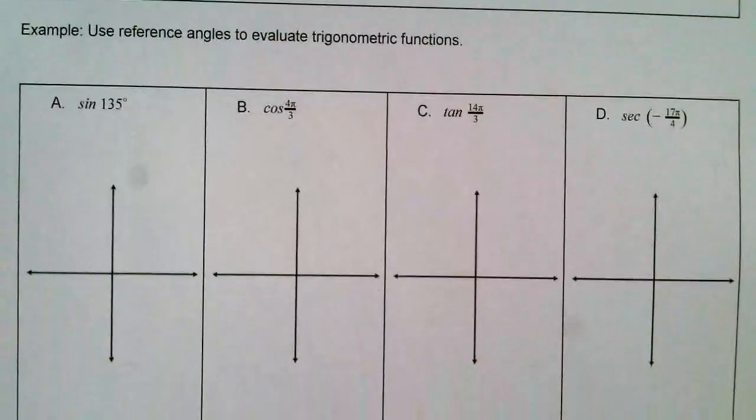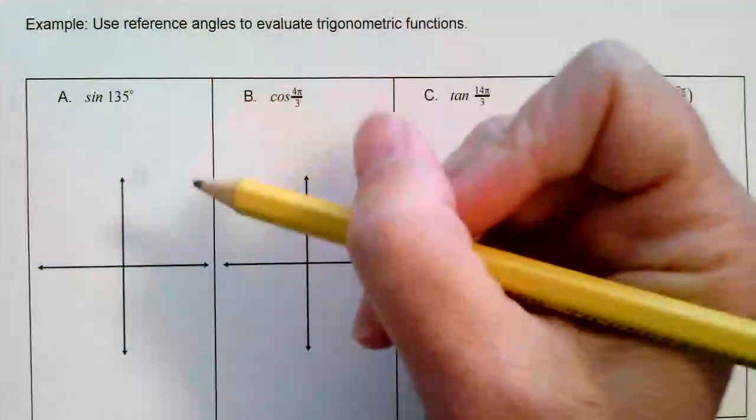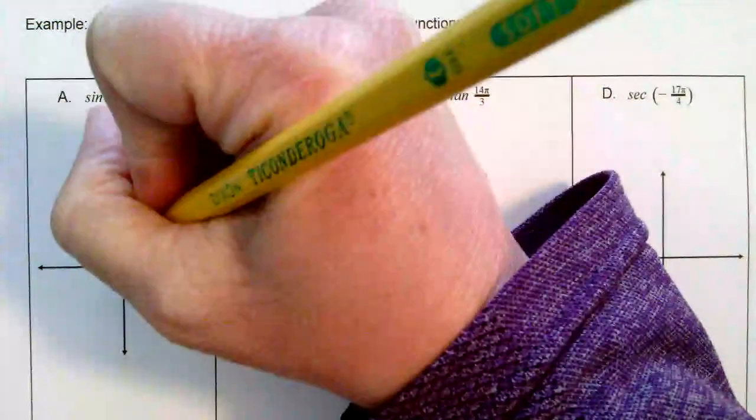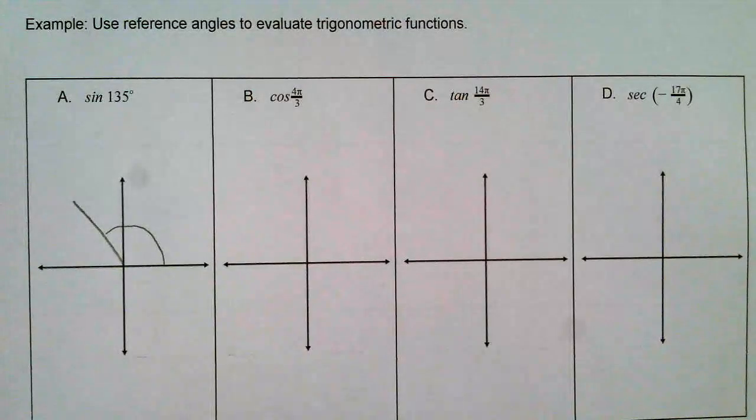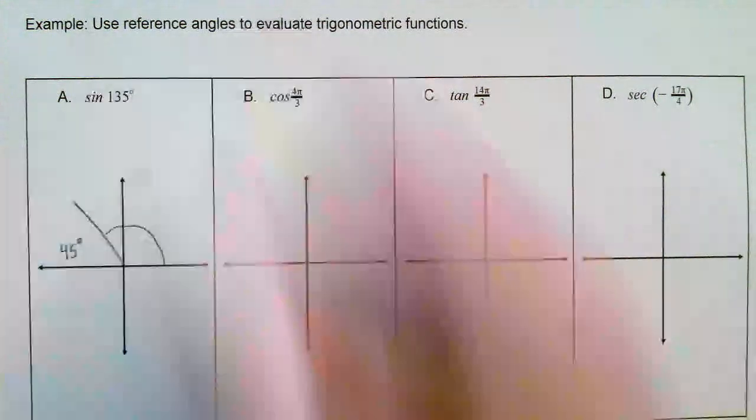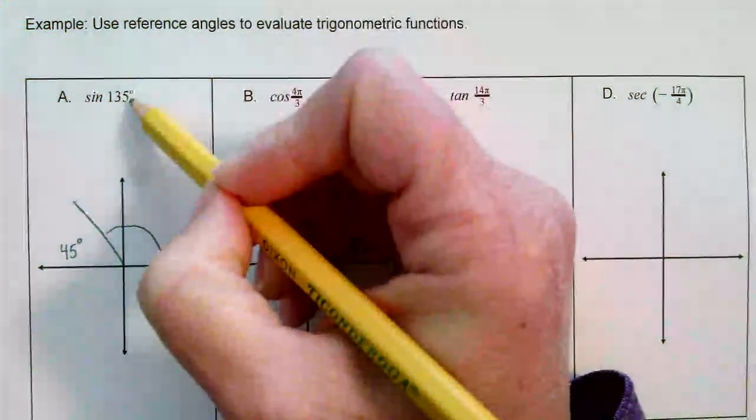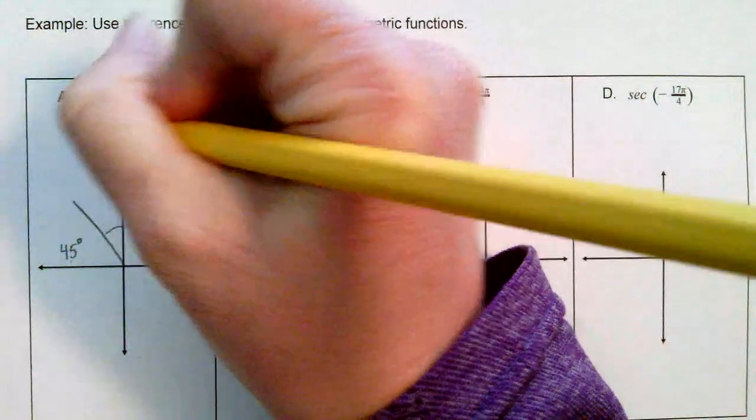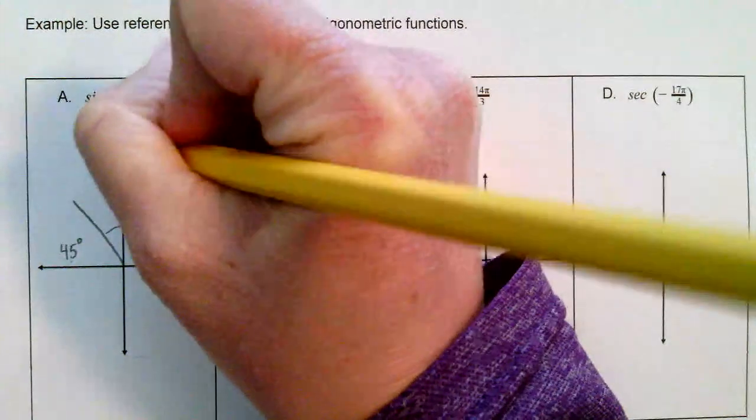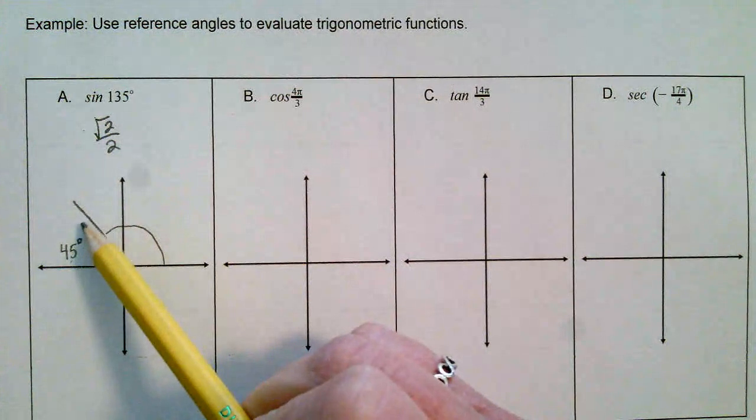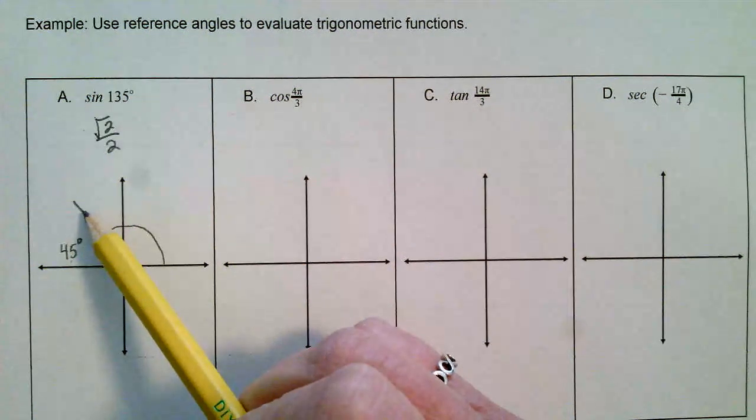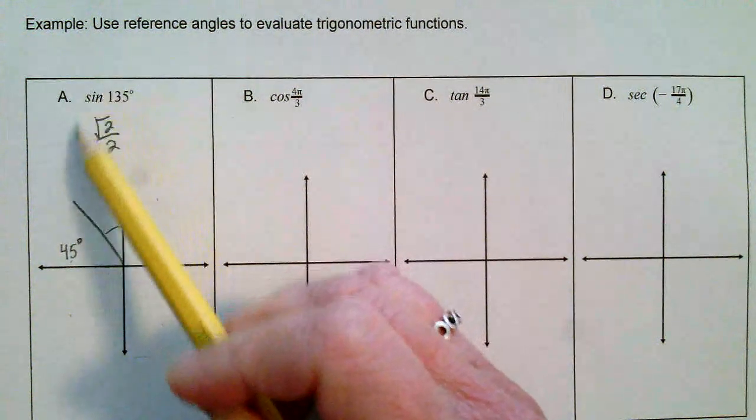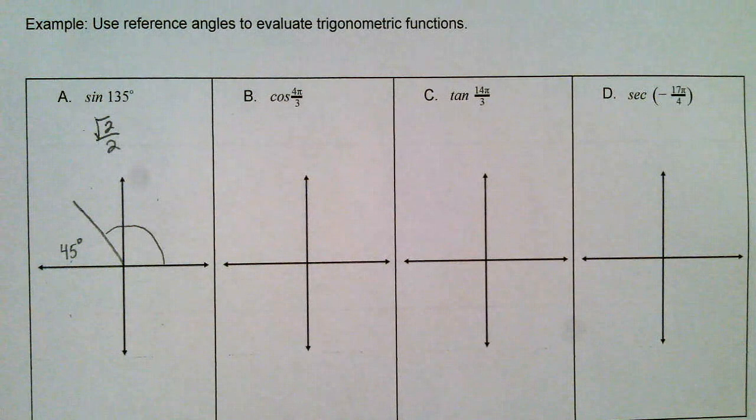Okay, so let's look at some examples. So sine of 135 degrees. I know that that falls here. And I know my reference is 45 degrees. So I know that the sine of 45 degrees, I memorized that, is the square root of 2 over 2. And I know that the sine in the second quadrant is positive. All right, my All Students Take Calculus. So I know that the sine of 135 is square root of 2 over 2.